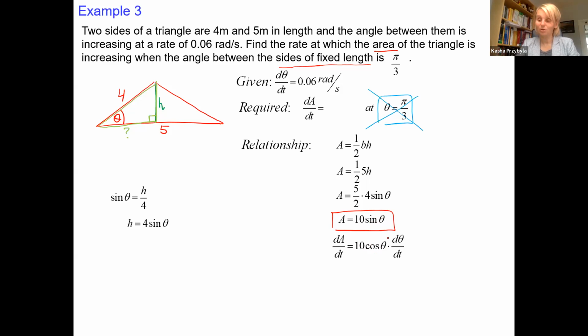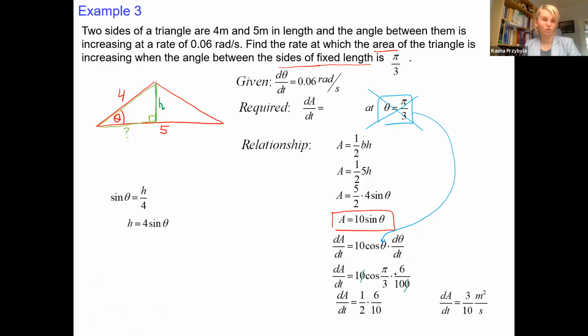I think we can substitute everything now. I can take that blue quantity, and we're looking for dA/dt at the moment that the angle is 60 degrees. And I use a fraction, instead of 0.06 I put 6 over 100, because I can simplify the zeros. What is cosine of pi over 3? Do we know the unit circle? Cosine is 1/2, and 1/2, it will be 3 over 10, which is 0.3.